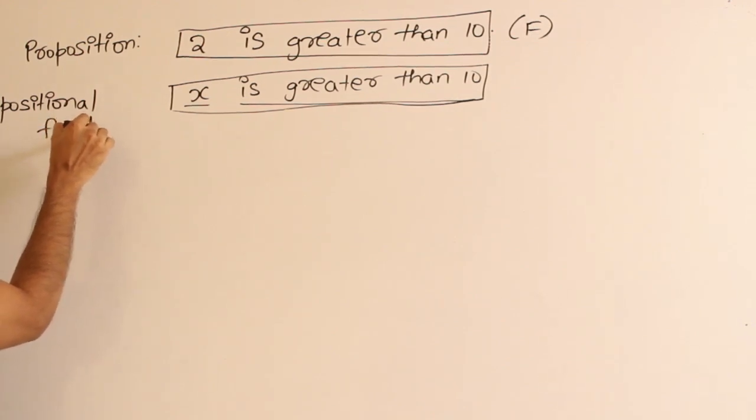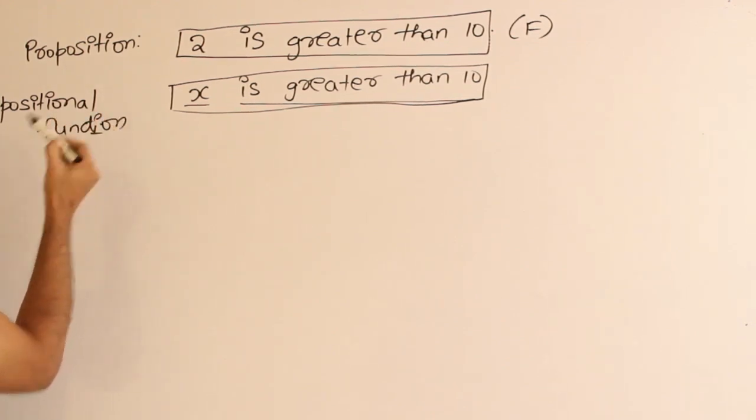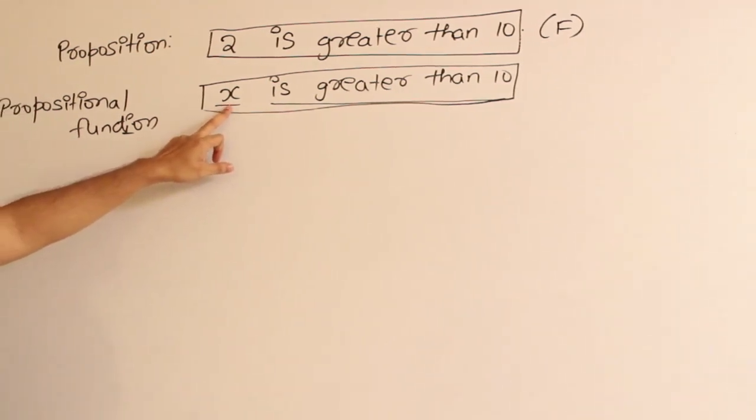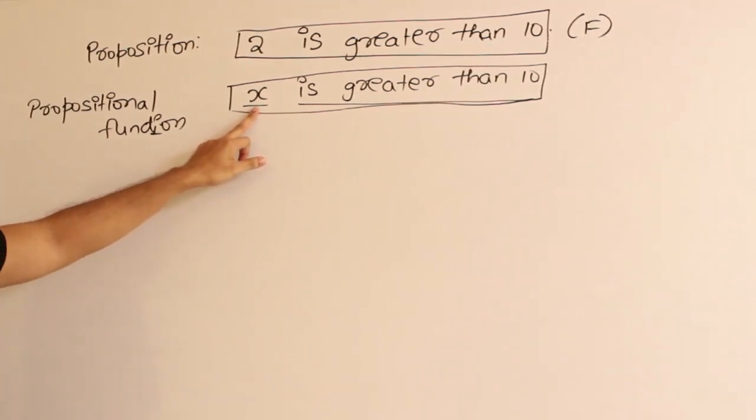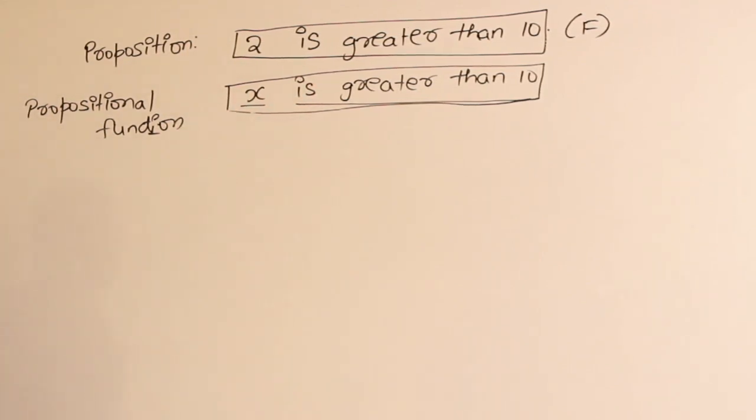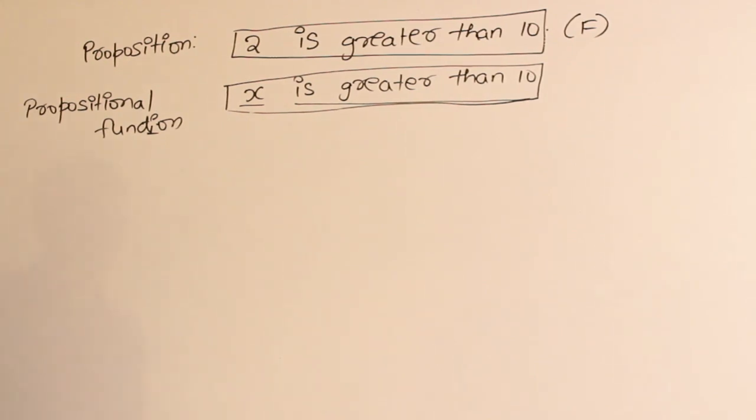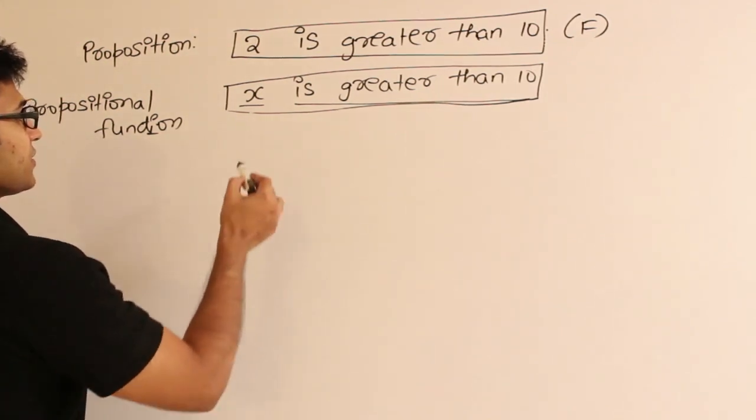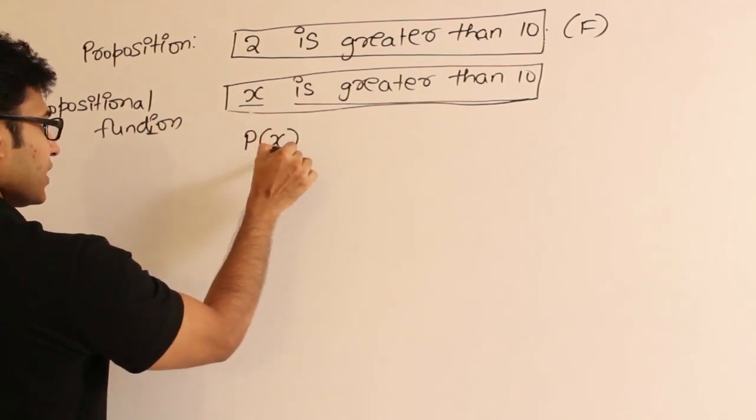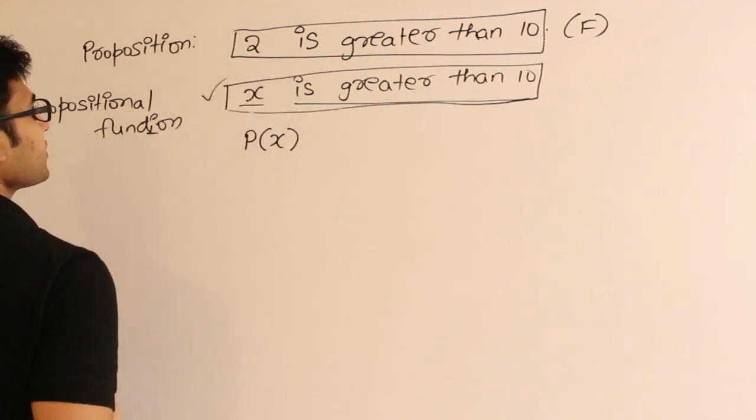Propositional function, right? So a propositional function is supposed to have two things. One is a variable, one or more variables will be present, and the second is some predicate. Most often we refer to this with a symbolic representation. Let us say p of x is used to represent this propositional function.